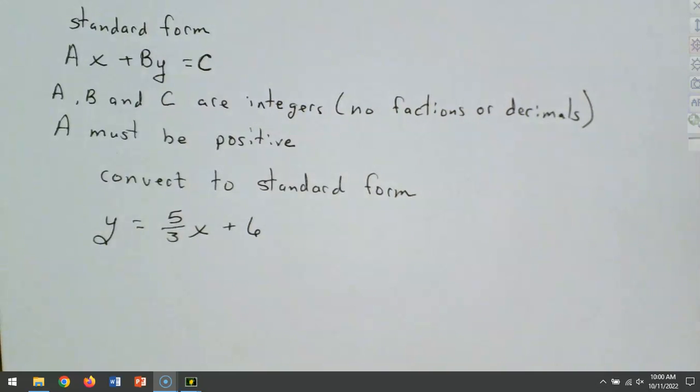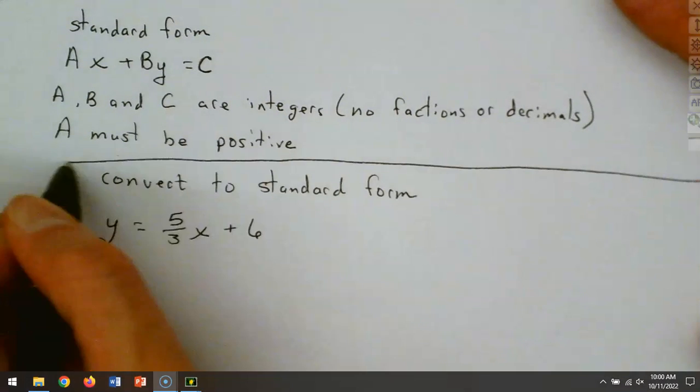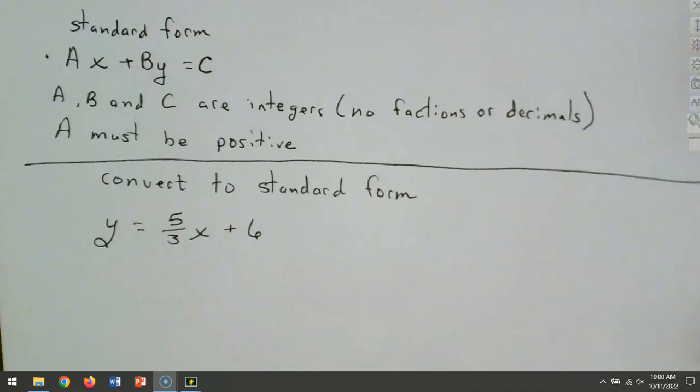How would I convert this to standard form? So this is what I want to do. I want to make it look like this. Well, first off, in standard form, can we have fractions or decimals? No. So the first step to make it in standard form, this right now is in slope-intercept form, which is the most common way of writing your answers. But in some cases, they may want standard form.